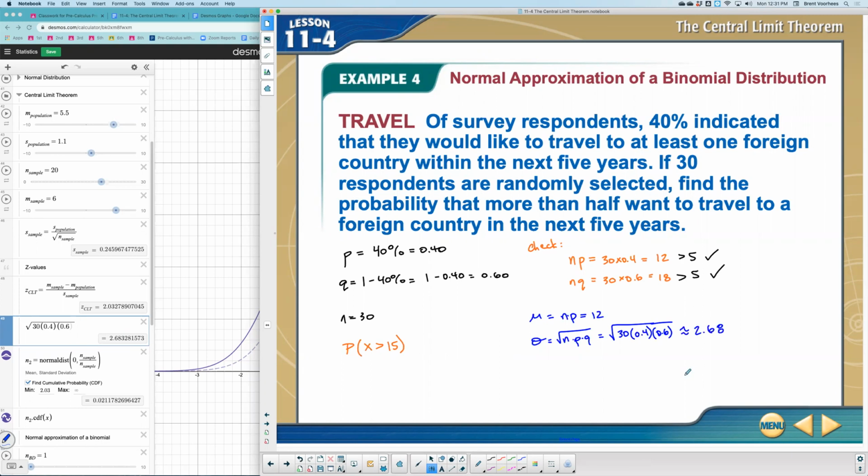Now, if we are going to use the central limit theorem, we need to find the standard error. So remember, the standard error is calculated by taking this standard deviation, which is 2.68, and dividing it by the square root of the samples, which here we had 30 samples.